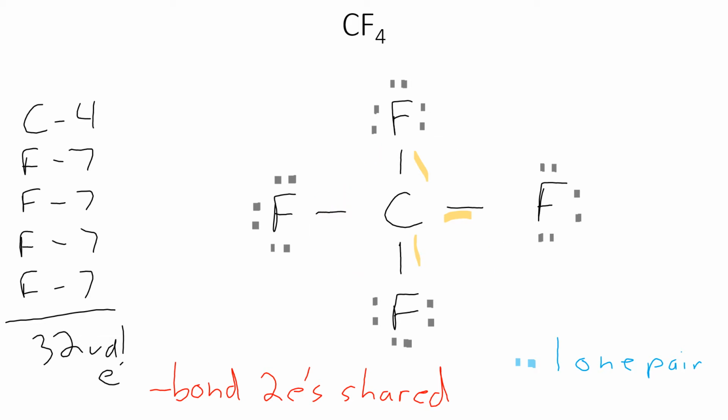When you have both of those checks working out, the correct total number and the octet rule, then you can rest pretty well assured that you have the correct Lewis structures. That's why you always want to do those checks. Are there sometimes going to be exceptions? Yes, we're going to go through those exceptions a little bit later with some examples, but that's always how you want to start dealing with these.